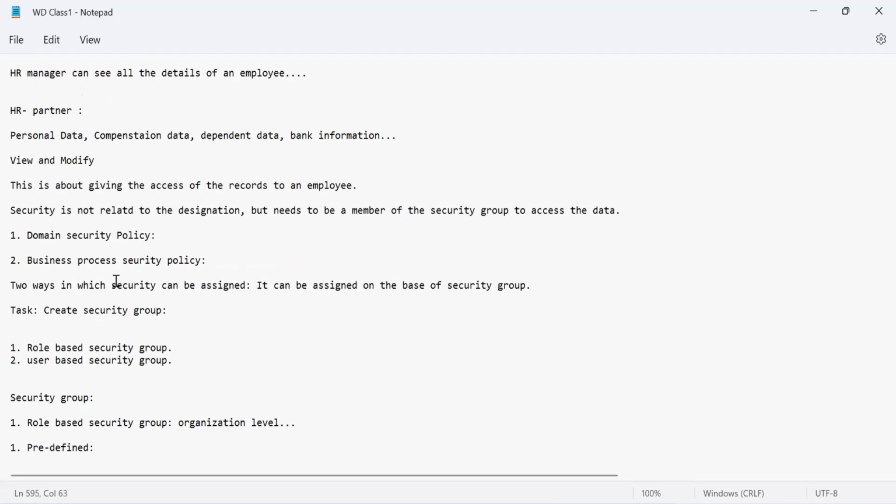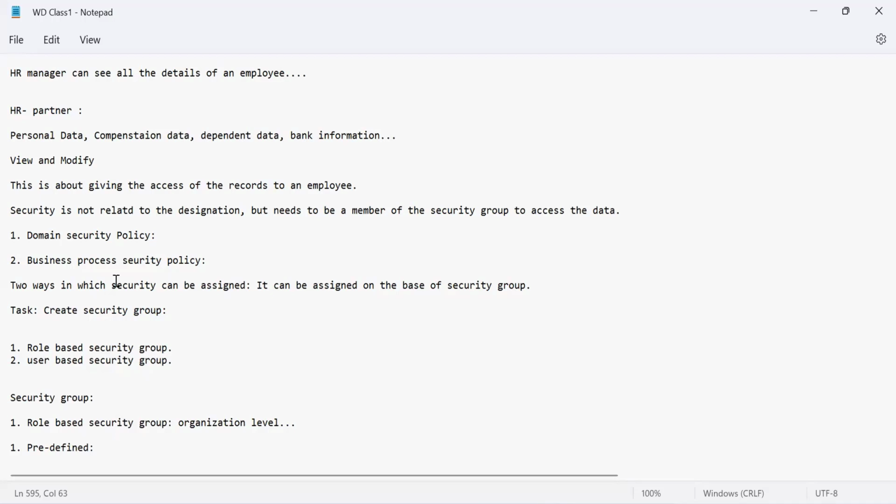So there are two major ways in which your security can be assigned. And again, as I stated, security can be assigned through security groups only. In Workday, there is a typical way. You can't assign a permission to an employee. You have to give the permission to a security group only. I'm specifying this because you cannot forget it. This is a thumb rule of security: I cannot give a permission directly to a user.